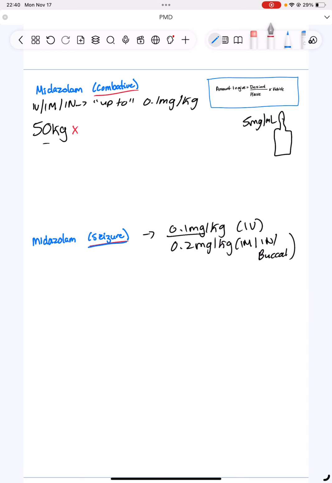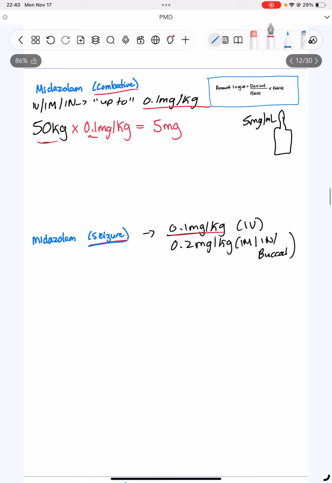So 50 kilograms times 0.1 milligram per kilogram. Okay, up to. So I could give a little less than this, basically, and be allowed. But in my instances, I'm personally just going to give that. That standardizes it with this seizure drug dosage and reduces error for me. So this is going to be equal to, I need 10 of these to make 1 milligram. So if I have 50 of them, perfect, I have 5 milligrams. So the max dose is actually 5 milligrams as well. So since this is the max dose, we're done here.